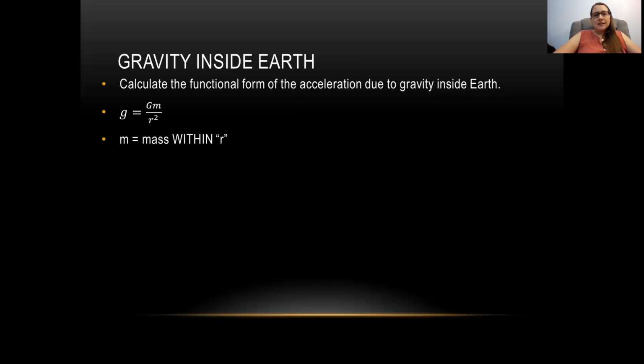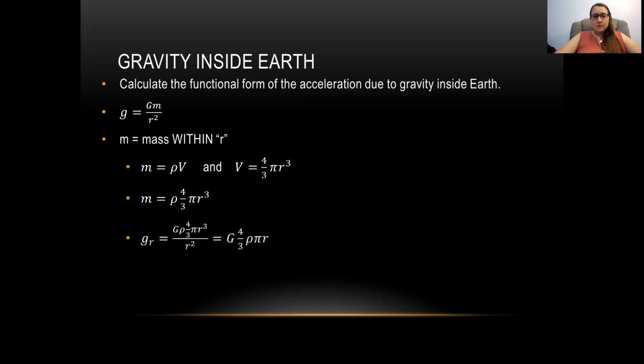So if we wanted to calculate the acceleration due to gravity inside the Earth, we would start the same way, right? g, the acceleration due to gravity, equals big G times the mass over the distance between their centers squared. But now the mass that we're using is the enclosed mass within that imaginary sphere. To figure that out, we would need the density of the Earth and the volume of that imaginary sphere, which is 4/3 pi r cubed for a sphere. So the mass is the average density of the Earth times 4/3 pi r cubed.